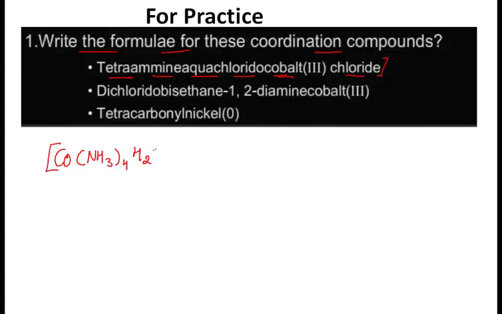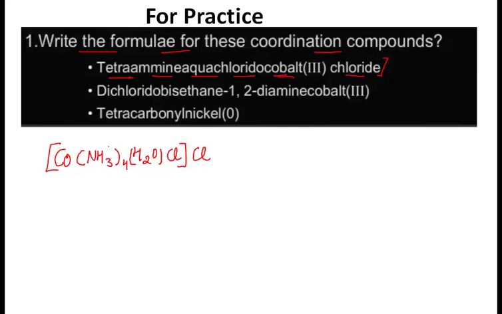So water will be there, and it can be covered within parenthesis. And then after this, chlorido. Chlorido means Cl. Right? So this will be the complex. Then close the square bracket, and then chloride outside. Now how many chloride will be there? That has to be checked as per its oxidation number.